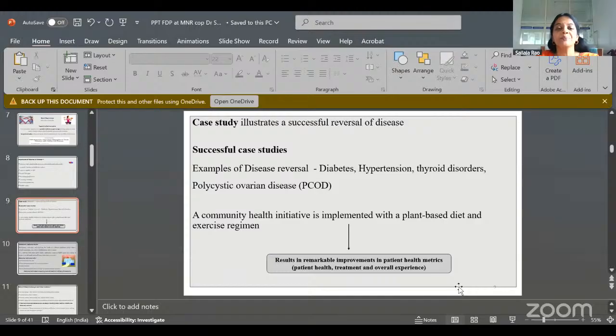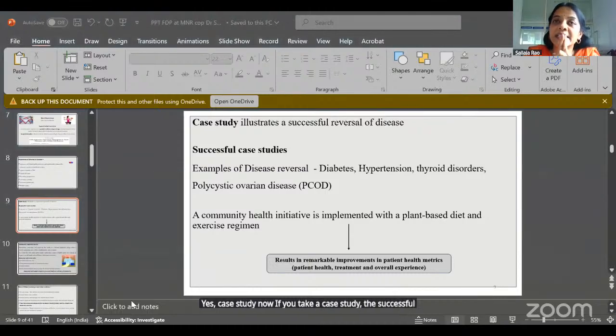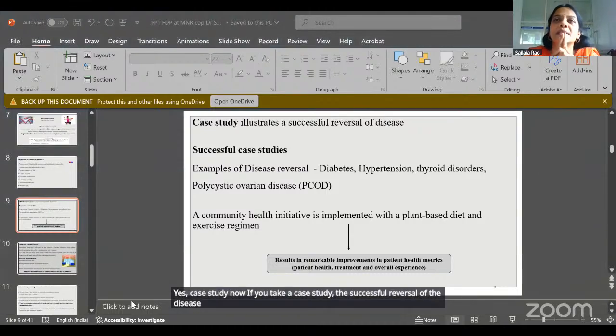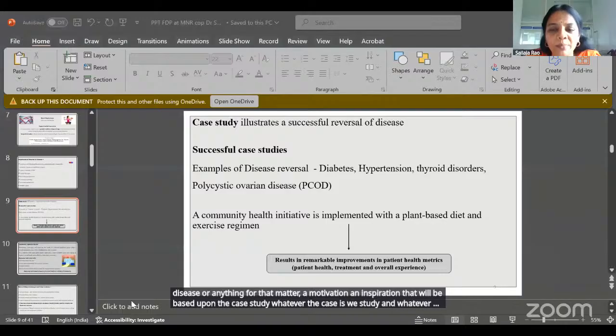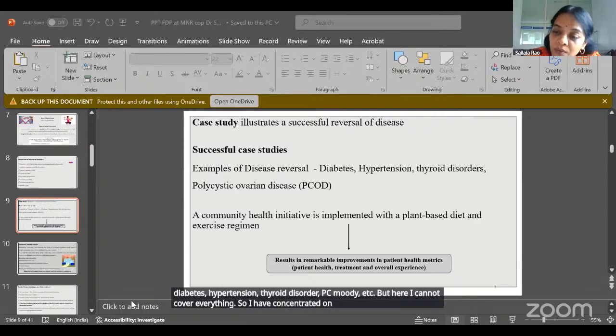Yes, case study. If you take a case study, such as the successful reversal of a disease, or anything for that matter, a motivation, an inspiration, will be based upon the case study, whatever the cases we study and whatever the cases we deal with. For example, we all know that we have chronic diseases like diabetes, hypertension, thyroid disorders, PCOD, etc. But here I cannot cover everything, so I have concentrated on one or two.